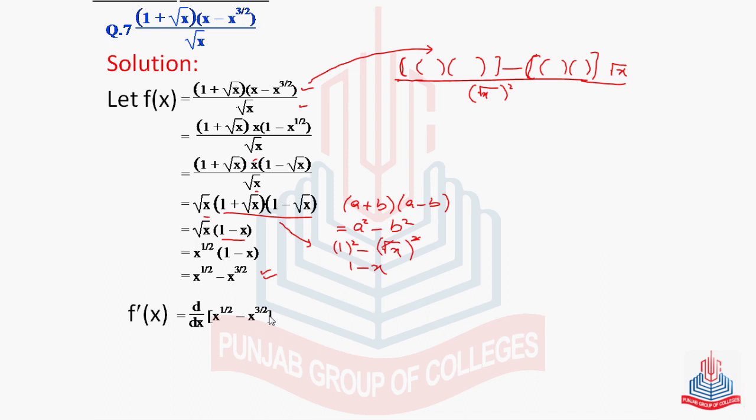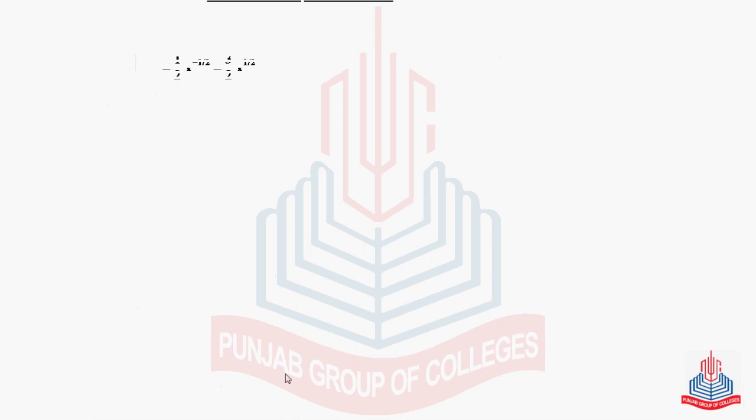Derivative will apply separately on both of these two terms. So d/dx of x raised to the power 1/2 minus d/dx of x raised to the power 3/2. By using our power theorem, this is 1/2 x raised to the power 1/2 minus 1, minus 3/2 x raised to the power 3/2 minus 1. So we have the derivative f prime of x equal to 1/2 x raised to the power minus 1/2 minus 3/2 x raised to the power 1/2.